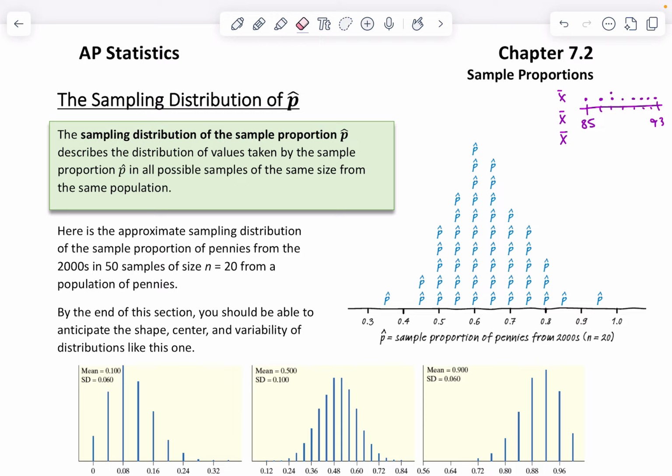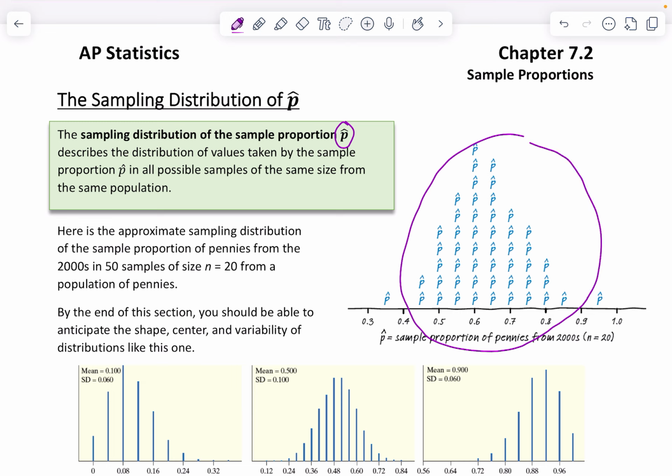Today we're dealing with the same idea, except today our sampling distribution is going to be, instead of sample means, about sample proportions. So it's going to be p-hats. That's why in this example right here, all the little dots, like this would be a dot, are a bunch of little p-hats, a lot of sample proportions.